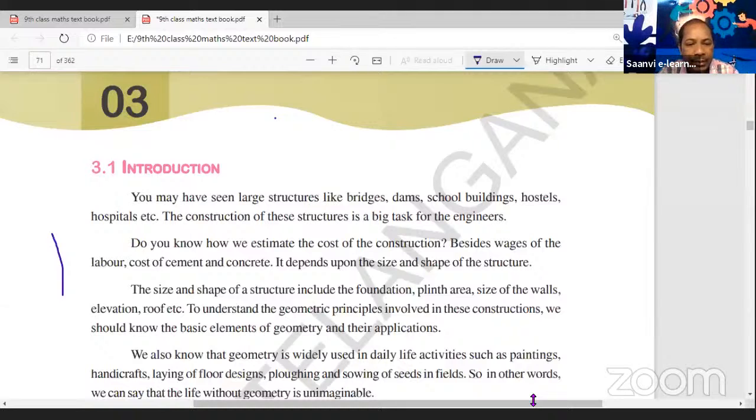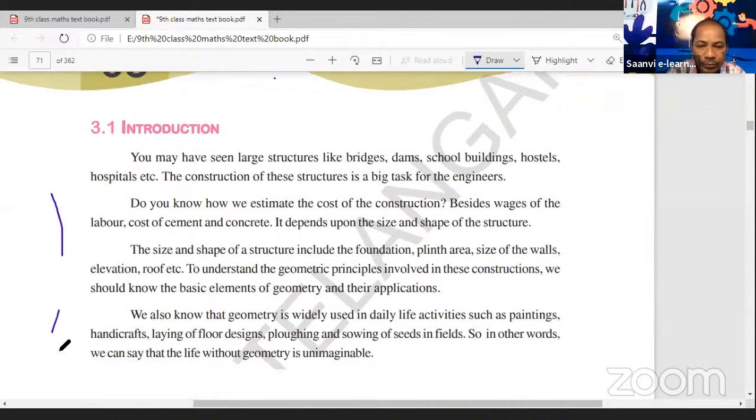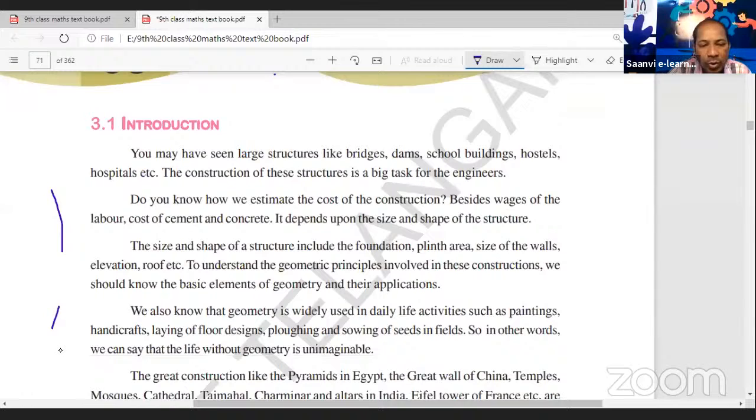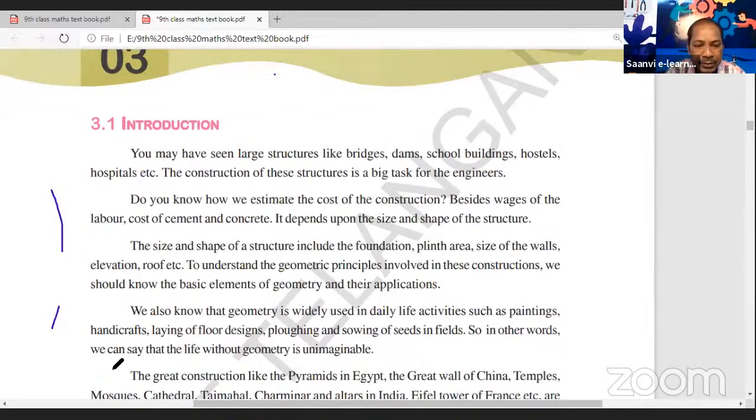Okay. And this is the next paragraph. We also know that geometry is widely used in daily life activities such as paintings, handicrafts, laying of floor designs, farming, and sowing of seeds in fields. So in other words, we can say that life without geometry is unimaginable.